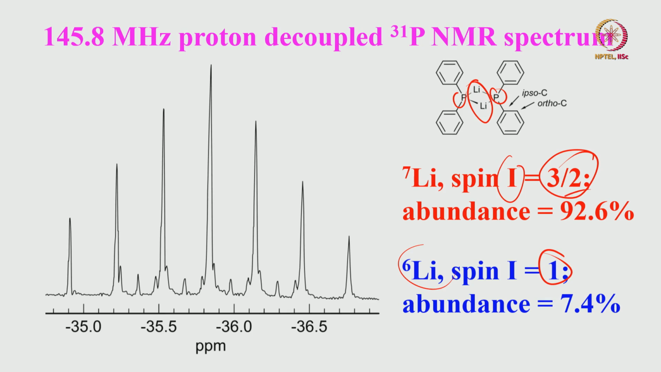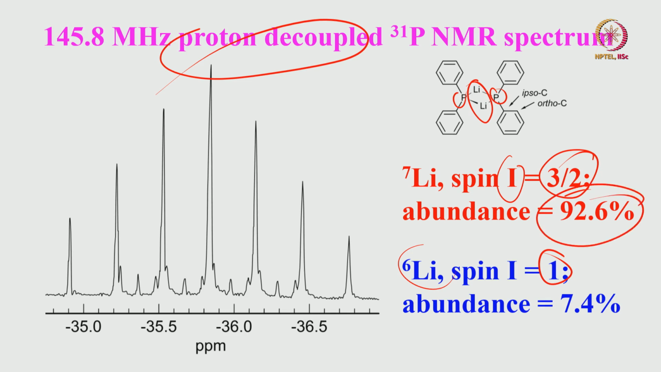What is the type of spectrum you are going to get? Remember, it is proton completely decoupled. It does not couple to proton. Only we are looking at lithium phosphorus coupling. Carbon has very weak natural abundance, forget it. So when you are looking at phosphorus lithium coupling, lithium 7 has abundance 92%, quite large.